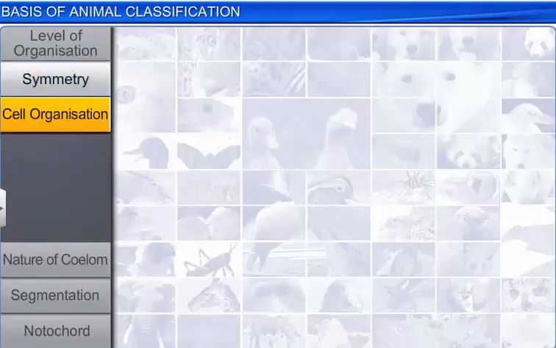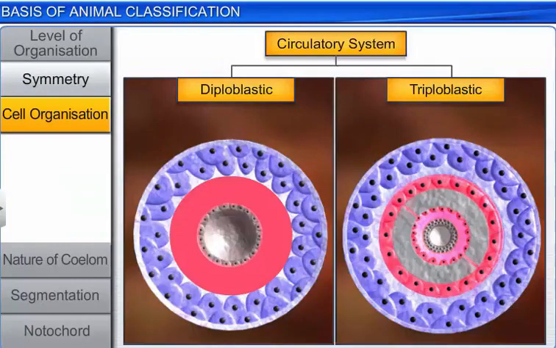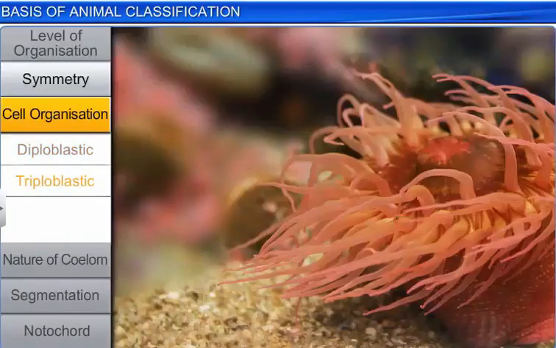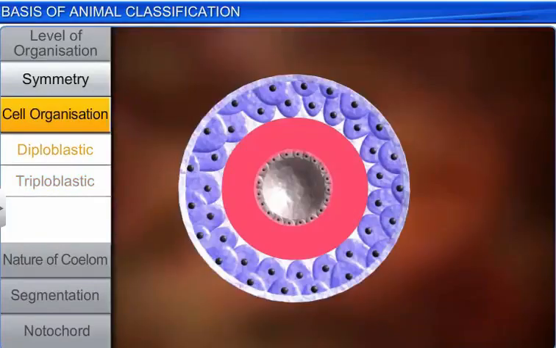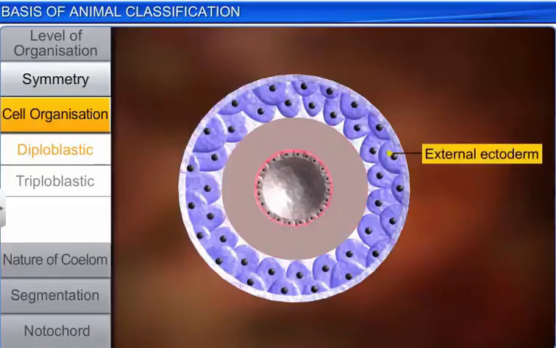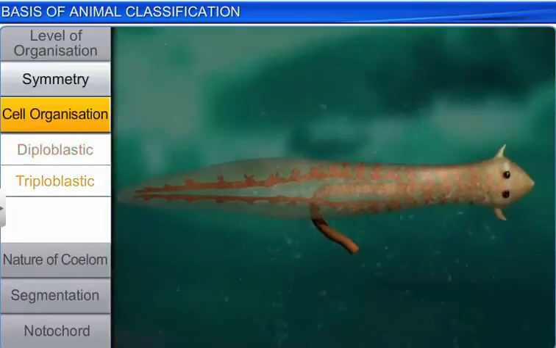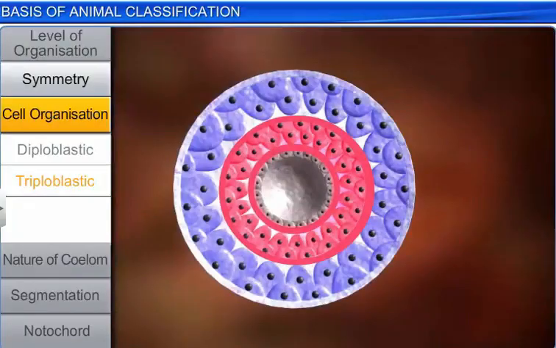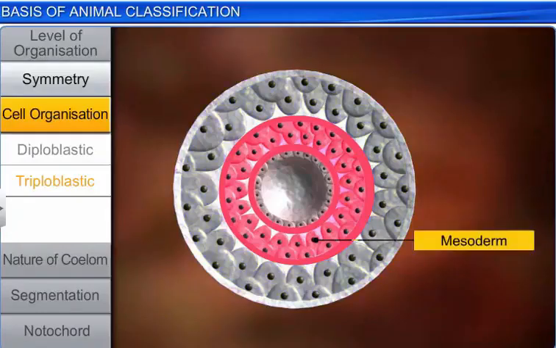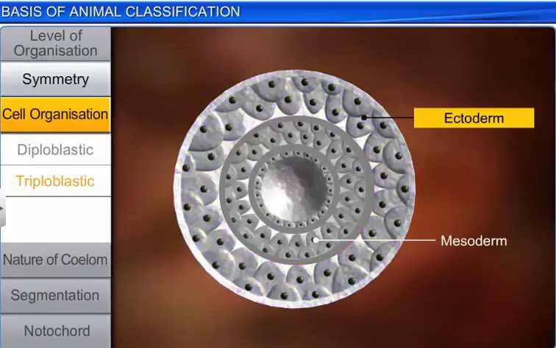Cell organization is the next feature used for classification. There are 2 types of cell organization: Diploblastic and Triploblastic. Coelenterates have Diploblastic organization, where the germinal layers of the cell consist of an external ectoderm and an internal endoderm. Members from phylum Platyhelminthes to chordates have Triploblastic organization, where a third germinal layer, the mesoderm, is found between the ectoderm and the endoderm.